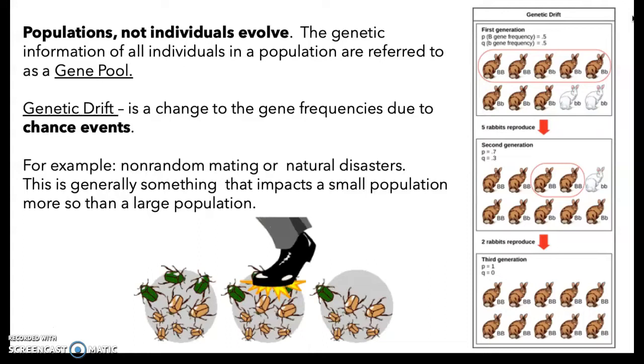In that second generation, 2 rabbits are breeding. Only 2 rabbits are breeding, and they both happen to be homozygous dominant rabbits. You can see in that third generation, all the rabbits are homozygous dominant, so there is no longer any genetic variation within that population of rabbits.